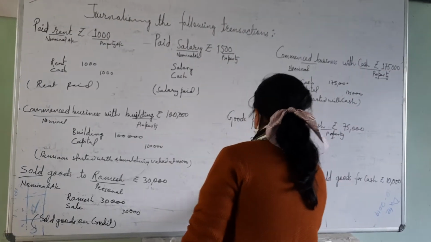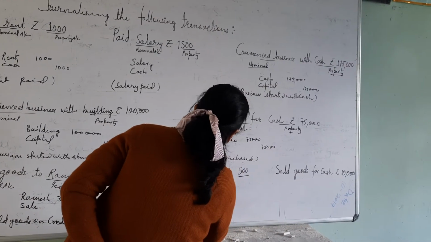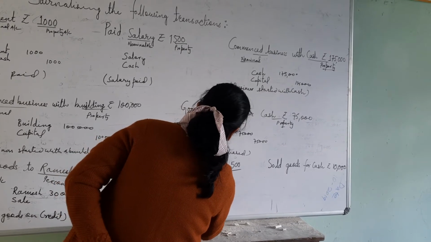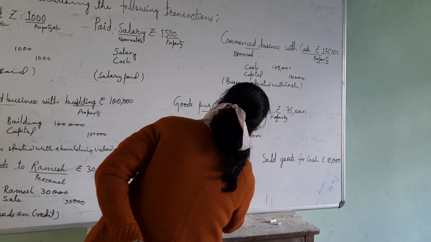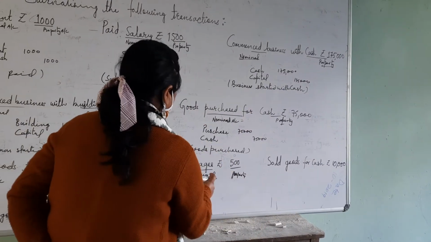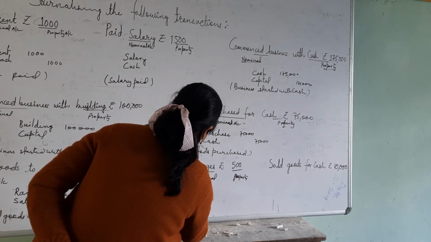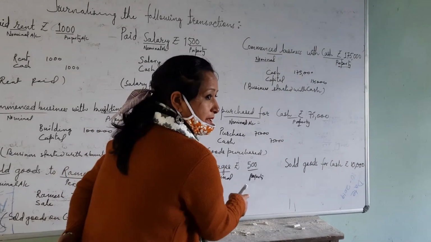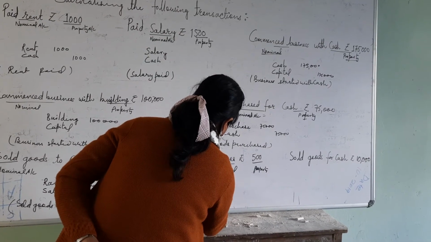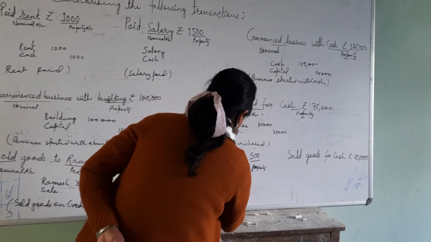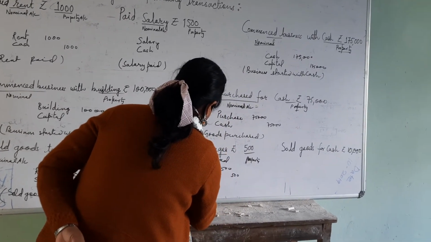So here wages is the nominal and cash is property rule, isn't it? So what will we write here? Wages means nominal, and 500 that is cash. What will be here in the first line? Wages. Expenses will be in the debit according to the nominal rule. So what do we write here? Cash. Cash goes out, isn't it? Amount is 500. What will be the narration? Wages paid.